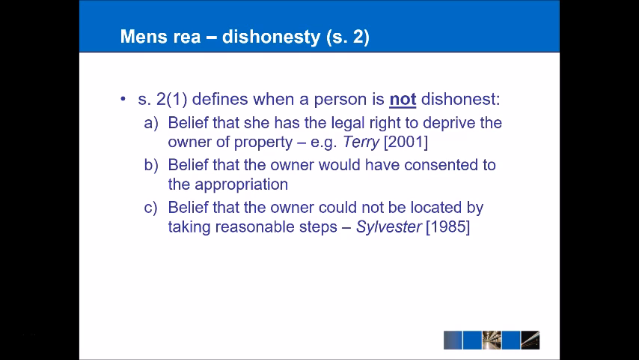And belief that the owner could not be located by taking reasonable steps. Sylvester 1985 deals with this in a little bit of detail. In particular, it talks about the importance of the context of the situation. If you see someone dropping a £5 note in a secluded alley, then you're under an obligation to return it, and failure to do so would be theft. However, if it was just £5 lying in the middle of a busy shopping street on a Saturday morning, then you would probably be able to keep it because it would be impossible to track down the true owner in those circumstances. So context is really important for section 2.1c.